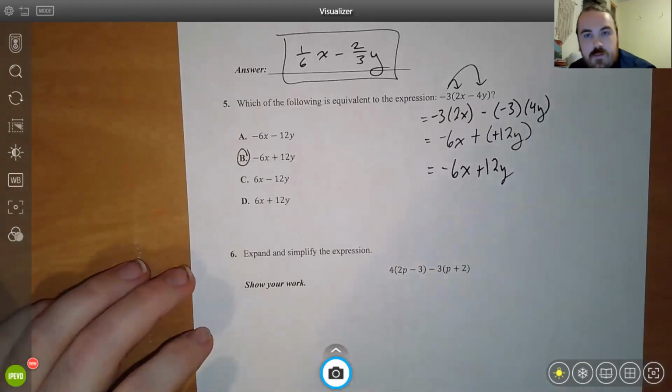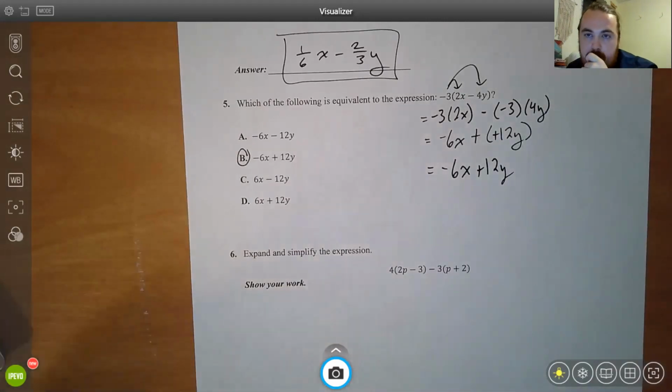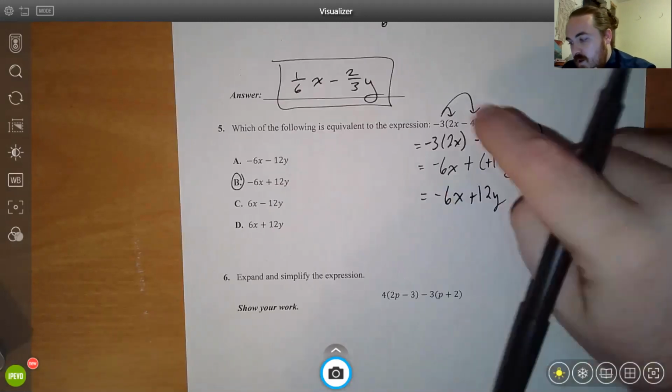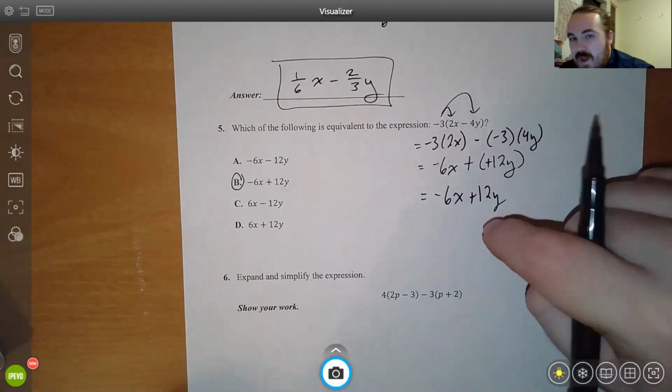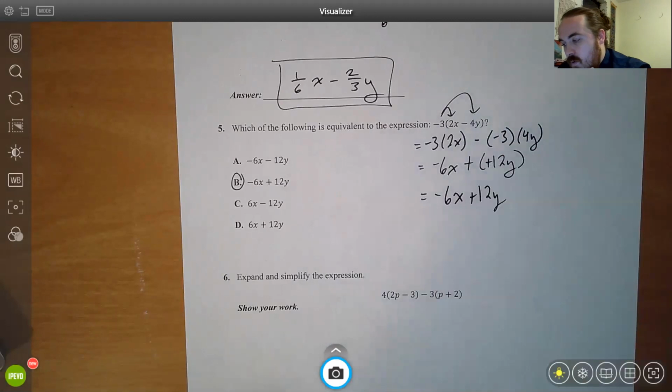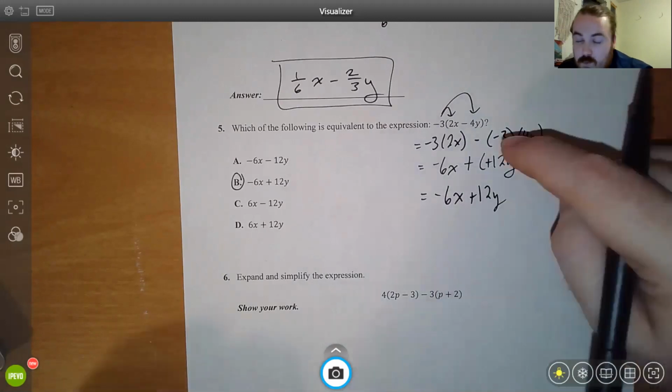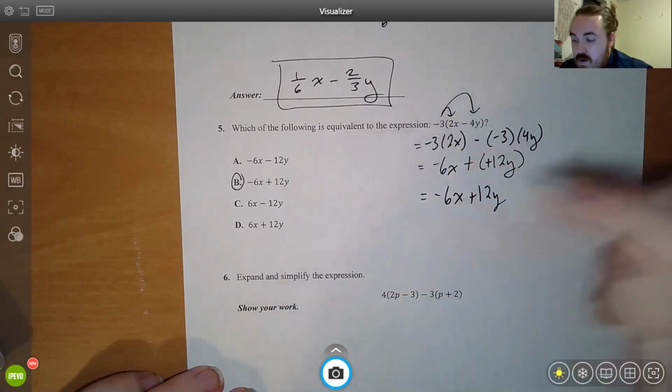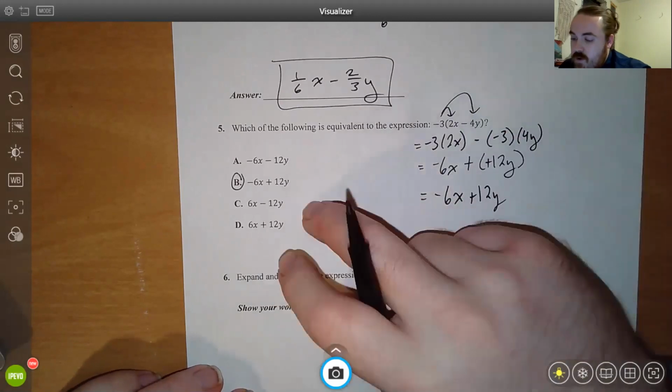All right, moving right along here. And again, distributing, be careful with the negative. A lot of times you'll forget to distribute the negative over here. You'll end up with negative 6x minus 12y. Okay, you get A, that'd be wrong. Or you'll get negative 6x minus 4y. Sometimes you can just forget to distribute at all. Okay, clearly you'd be wrong here.